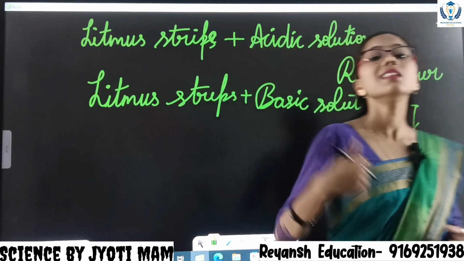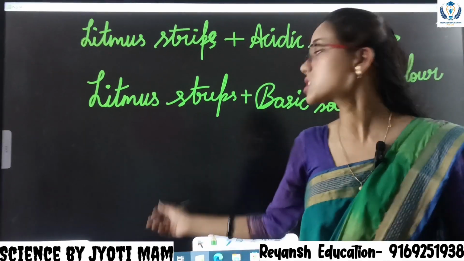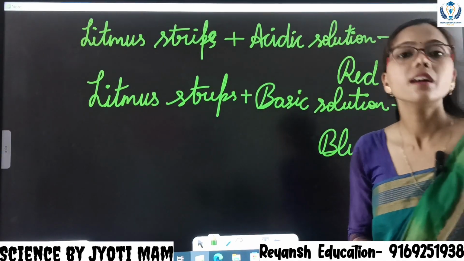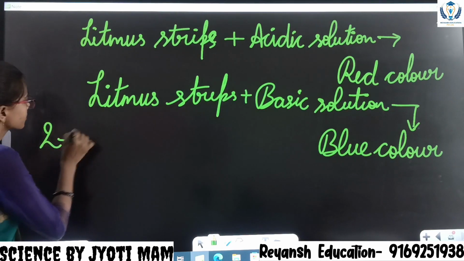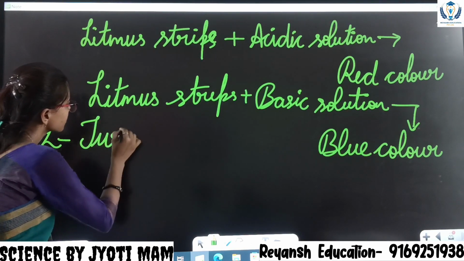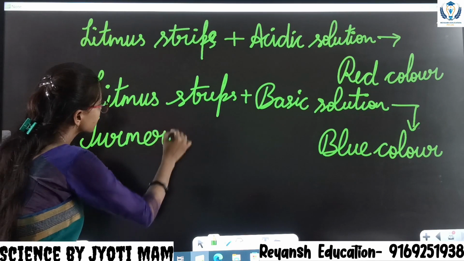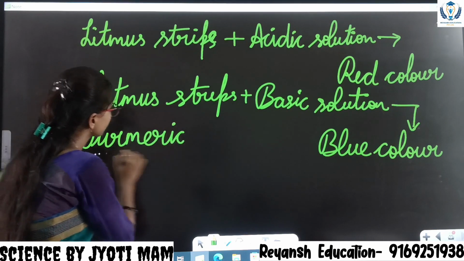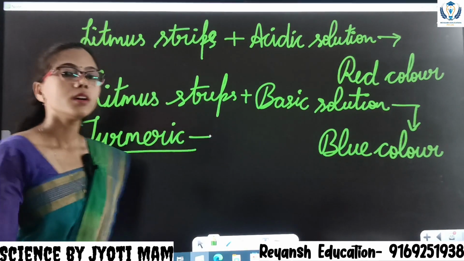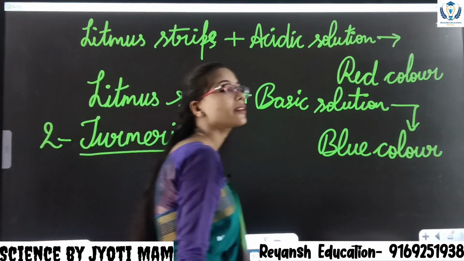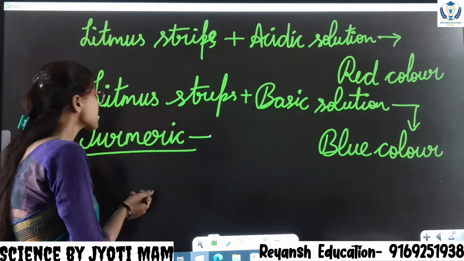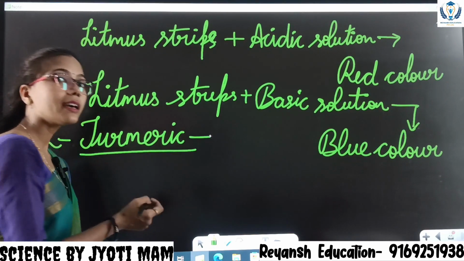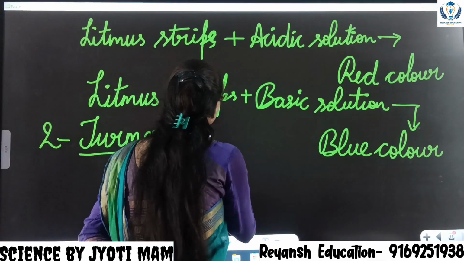Next, we will discuss about the next indicator, that is turmeric. Now, how is the turmeric indicator obtained? It is extracted from the underground stem of the turmeric.